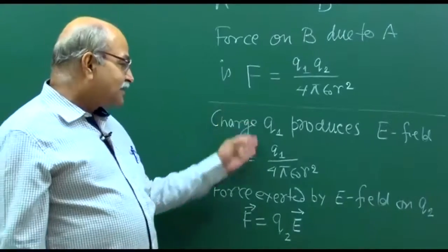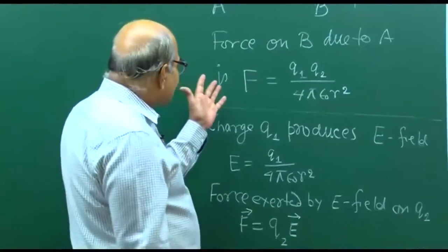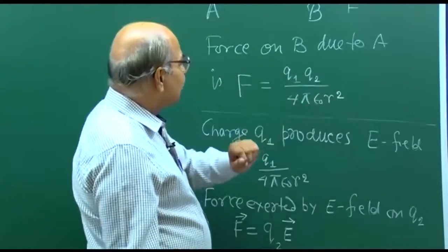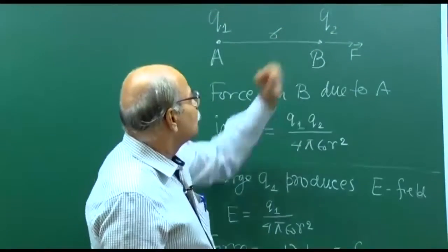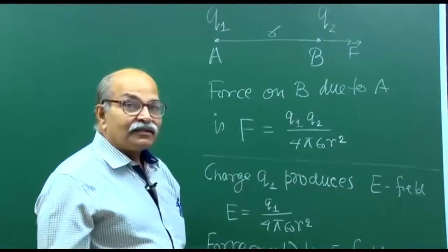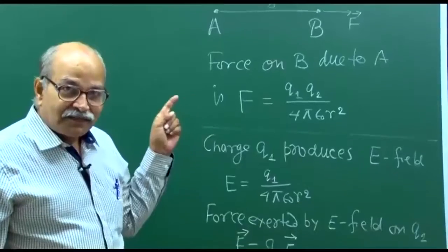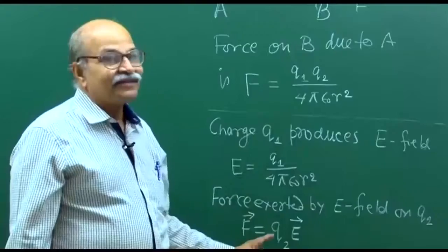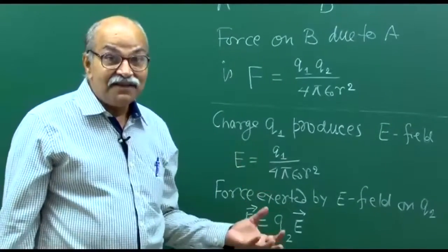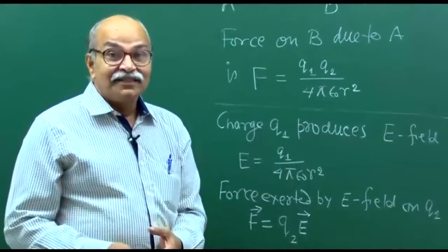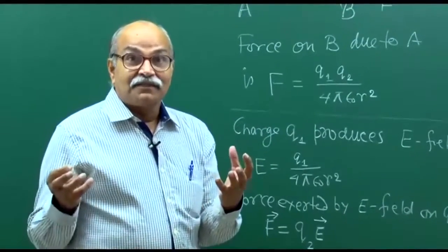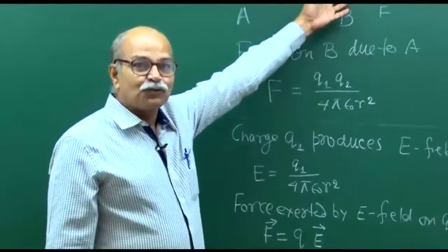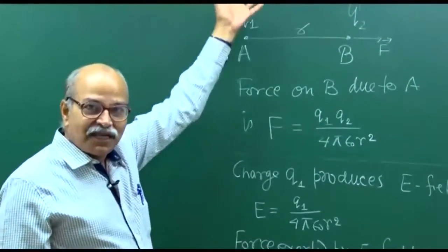So, why go through this tedious process when I could have said that the force is given by Q1 Q2 by 4 pi epsilon naught r square, and Q1 is exerting force on Q2? I still emphasize that it is a two-step process and one must understand this, because electric field is a real entity. Just like you have matter, you have field. The field is very much there, whether this Q2 is there or not.